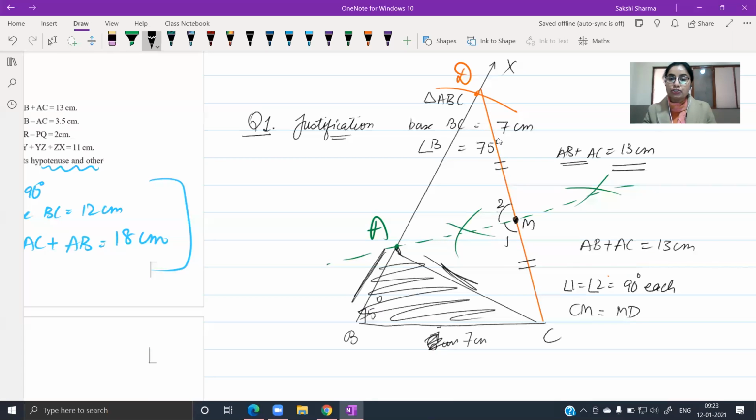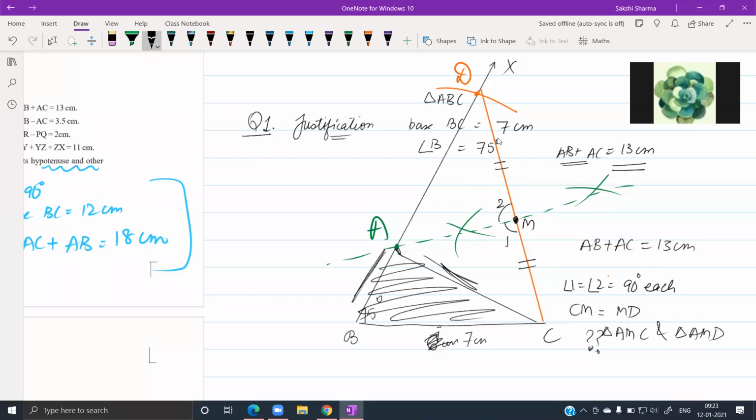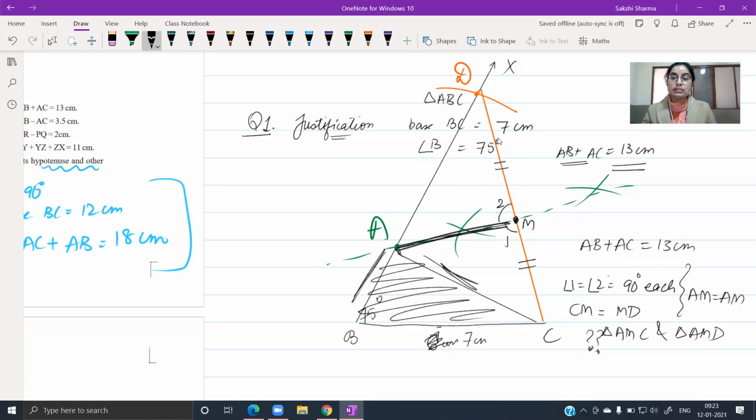Now look at the relation that exists between triangle AMC and triangle AMD. They are congruent by SAS. You have a common side between the two triangles. So these two triangles are congruent. You can write down the third pair of sides as AM equals AM. This side is common between the two triangles. So what you get is triangle AMC congruent to triangle AMD. From here, we can conclude that AD is equal to AC by CPCT.